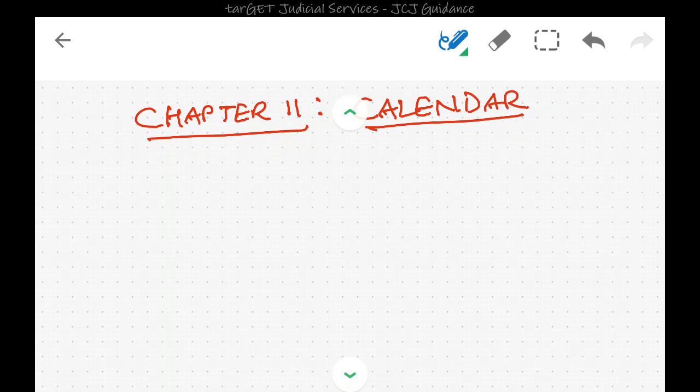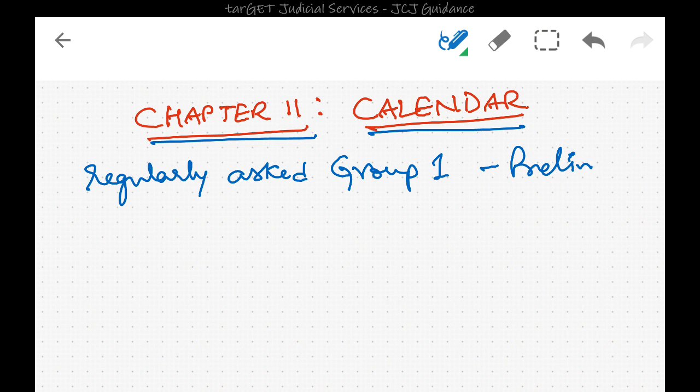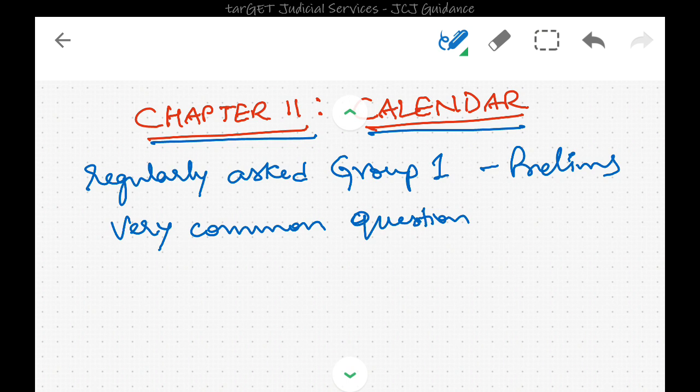Chapter 11 Calendars. Calendars are also regularly asked in Group 1 Prelims and also Mains. These are all very common questions in any competitive examinations, and these are usually considered to be one of the toughest questions in mental ability. But if you understand the concept here, then they are very easy to solve and you can easily score the marks in calendar problems. There are three models in calendars.